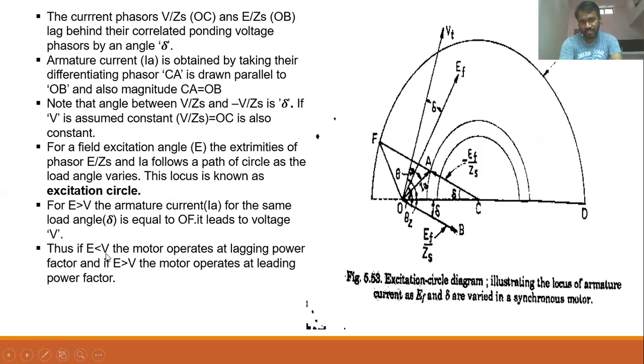When E is less than V, at that time, to this E by ZS phasor, the IA phasor will be drawn opposite from this end. From this, the circle radius will decrease. It is opposite to the actual case here. So the circle radius will decrease here. In this manner, by considering this reduced length, we have to draw the semicircle. In this manner, we can find out the reduced semicircle here.